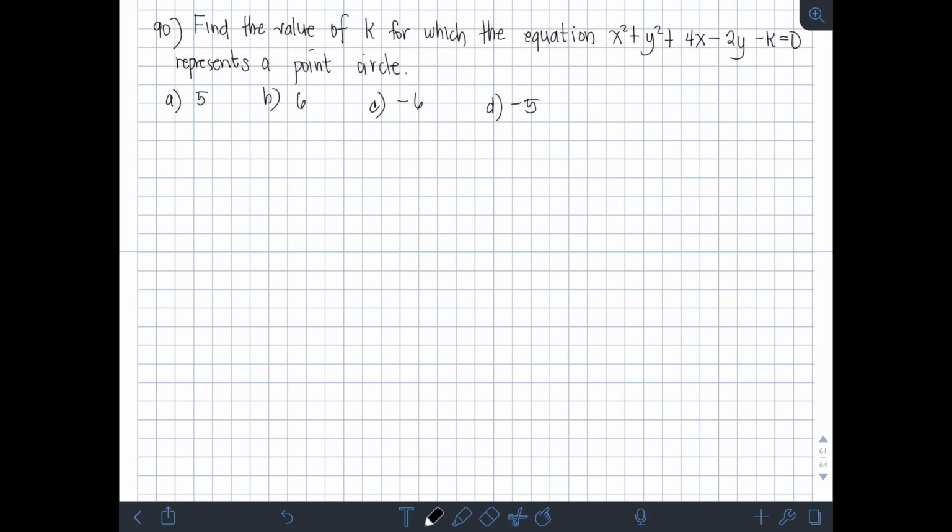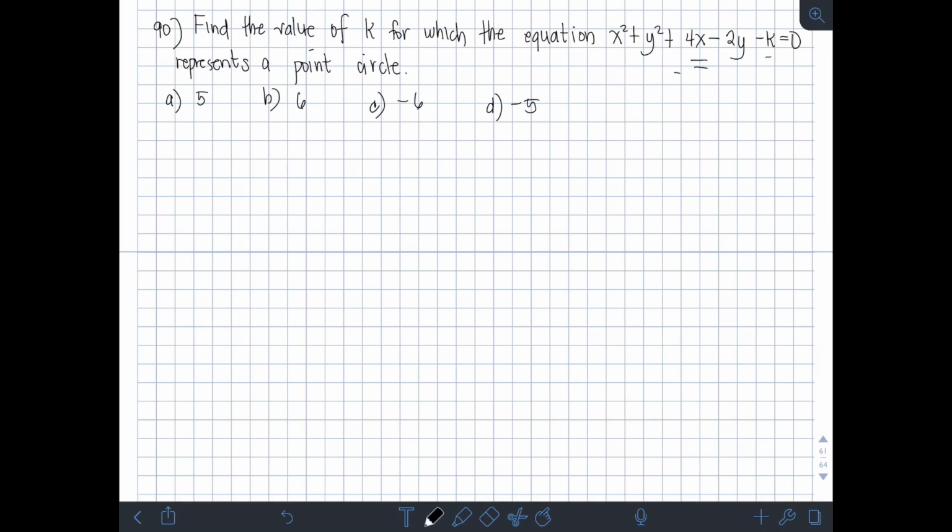Okay? Next, we have find the value of k for which the equation x squared plus y squared plus 4x minus 2y minus k equals 0 represents a point circle. Okay, so, meron tayong given equation with unknown value k. Hanapin daw natin yung k na yon para yung equation na to is makabuo ng isang point circle lang. So, pag sinabing point circle, para siyang degenerate circle. So, instead na makabuo tayo ng circle, hindi, kasi magiging point lang siya. Right? So, paano natin hanapin yon?